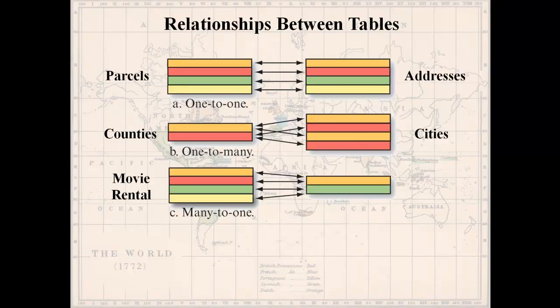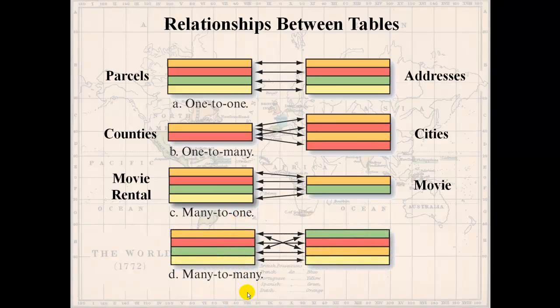Assume we have a movie rental, so we rent movies and we keep track of the rental transactions. Each movie rental is associated with a single movie. So this rental may be associated with that movie, and we may have rented the same movie again, it's still that movie. Many to one.